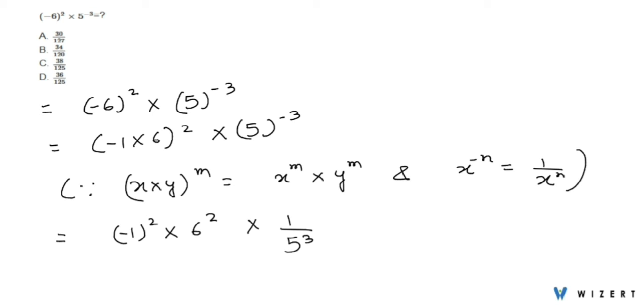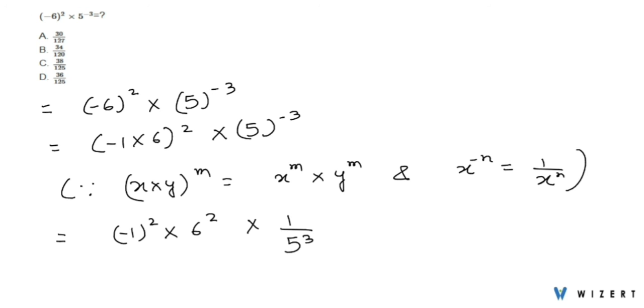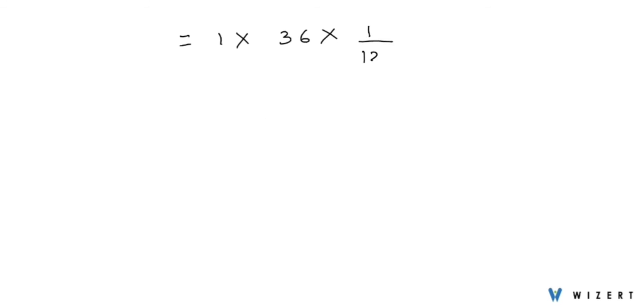Now minus 1 square, minus 1 to the power any even number is always equal to 1. So this will be equal to 1 multiplied by 6 square is 36 multiplied by 1 upon 5 to the power 3. So 5 to the power 3 is 125. So 1 upon 125. So 36 upon 125 is our required answer.